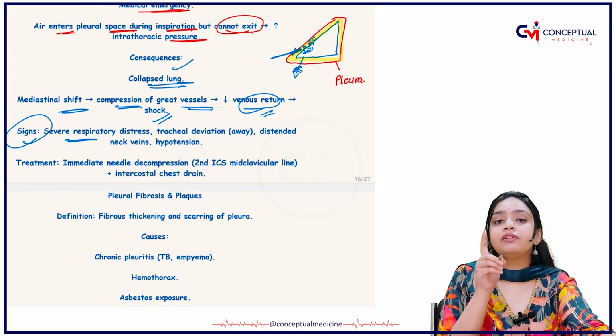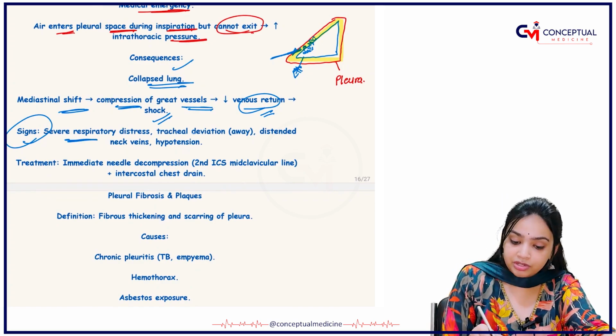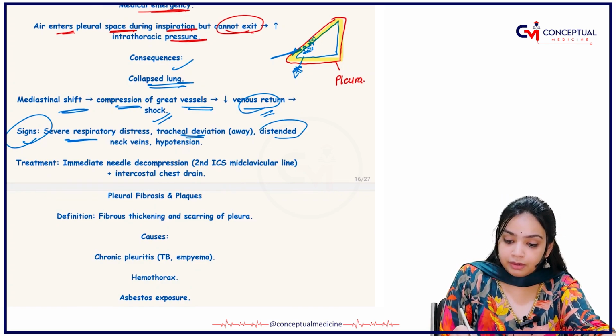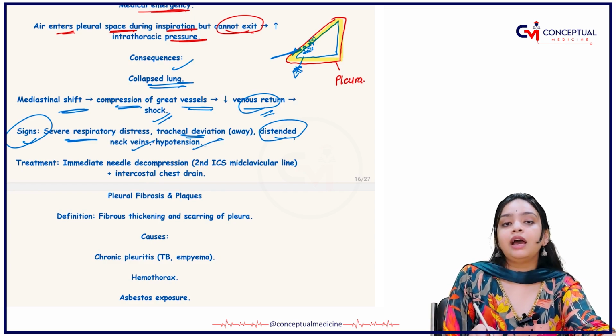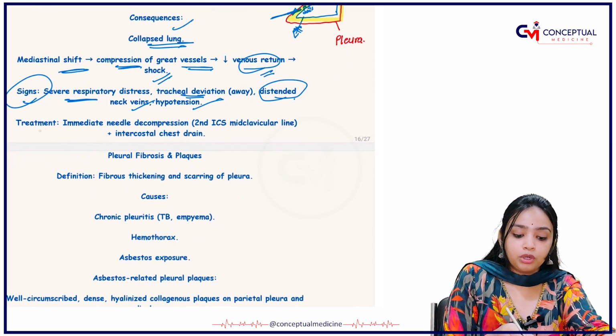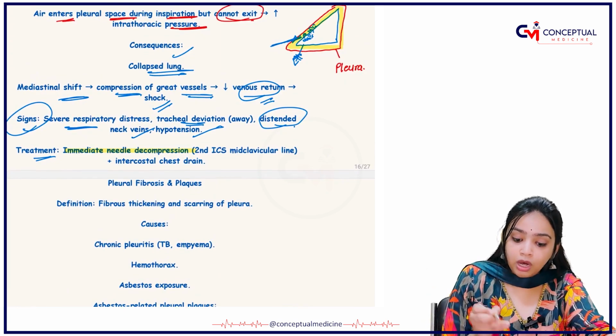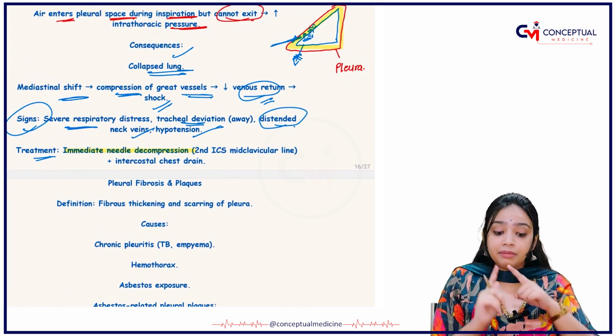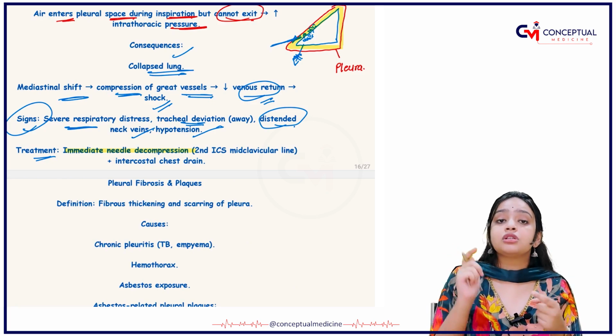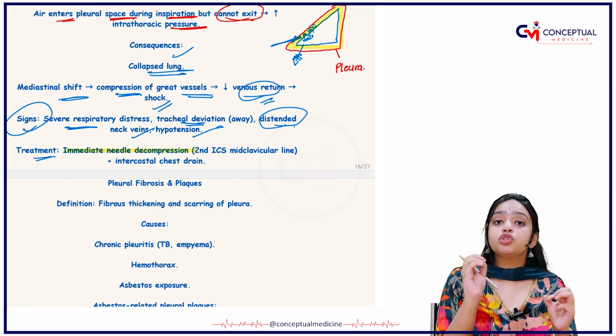The signs can be severe respiratory distress, tracheal deviation, distended neck veins, and hypotension. What is the treatment? This also is an MCQ by itself. We do an immediate needle decompression in the second intercostal space.